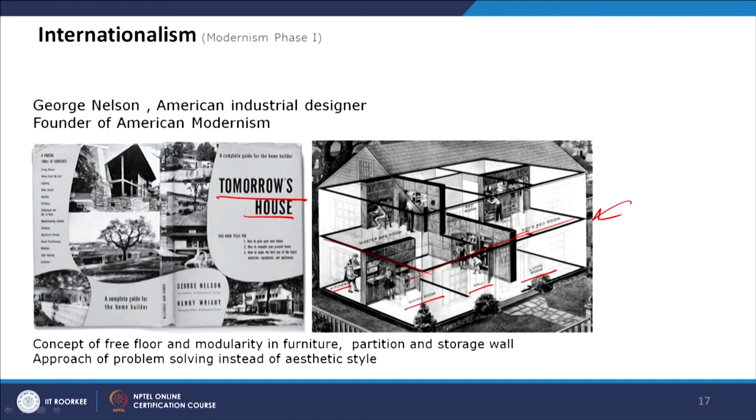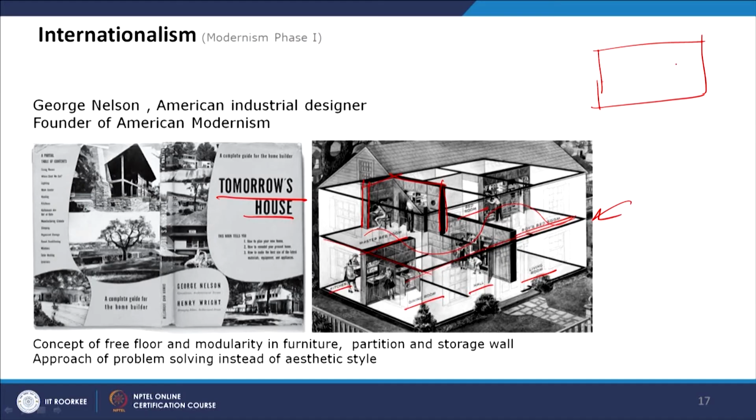They are kind of flowing with each other, and he is giving a concept of a storage wall or partition wall, which will divide a few spaces. Even in the Farnsworth house, if you remember, there is only a storage cupboard which is dividing the bedroom, not even the room, the bed spaces. So he is also giving this kind of concept, and he has designed it in the industrial design domain.